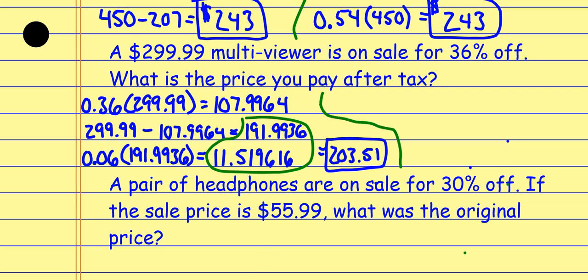So if I'm getting 36% off, let's think about that for a second. So I say, okay, 100. Let me write in this little nook over here. So 100% minus 36%. So basically, I'm figuring out the percentage I'm going to pay. That's 64%.